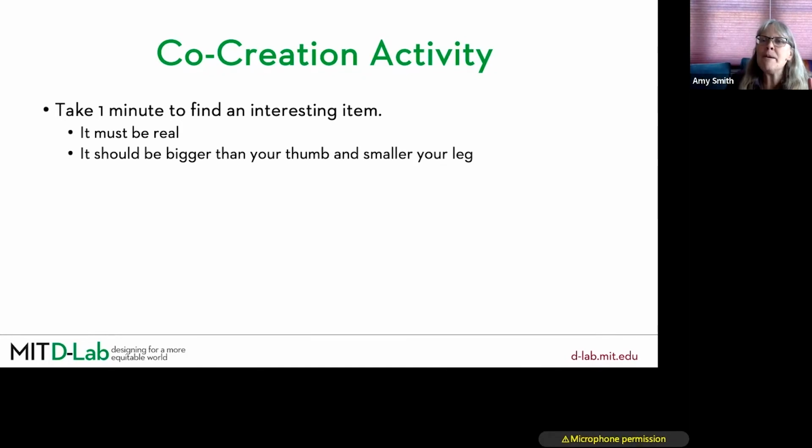And you do have a minute, so you can get up and move around. It should be real. It should be bigger than your thumb and smaller than your leg. It should probably not be alive because that's going to be a little challenging. And so that's going to be the first task. So right now we have 1 minute to go get your interesting thing. Let's do it. Come back in before 60 seconds with your interesting item.